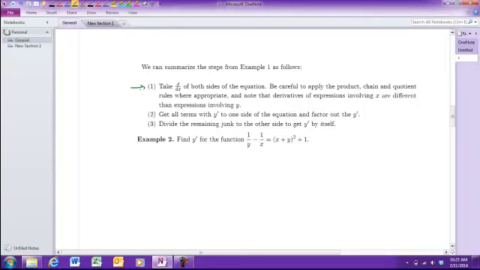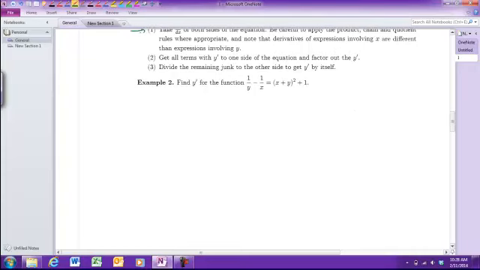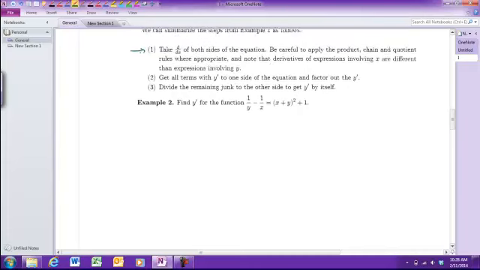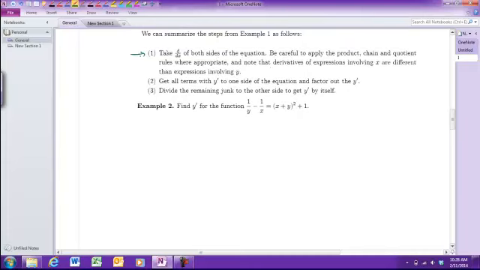Second thing we do is we get all terms with y prime to one side of the equation and factor out the y prime. And then the third thing, we divide the remaining stuff to the other side to get y prime by itself. Parts 1 and 3 are really pretty fast. Most of the work is algebra, really, in part 2. So let's do example 2 and see how this works out.